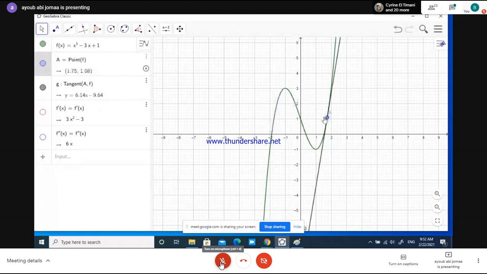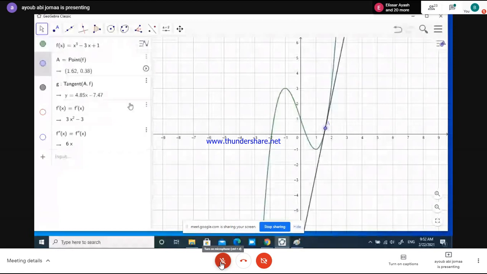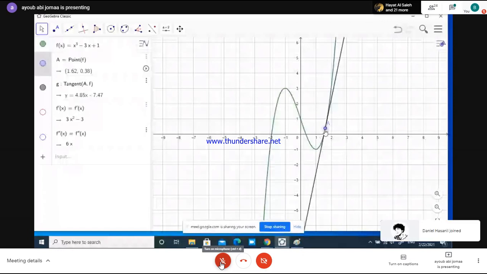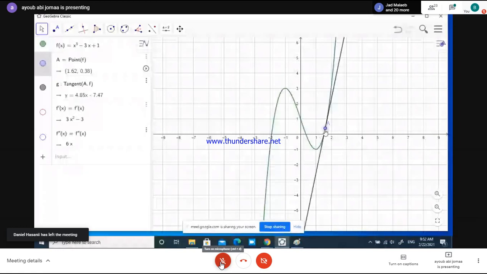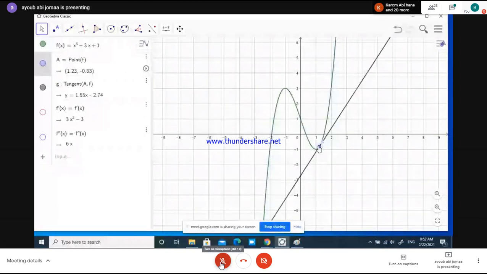Even here, in this part, the function is increasing. Look at the slope of the tangent line. It's 4.8. Still positive. So the function is increasing. It means that the slope of the tangent line is positive, which means that the derivative is positive. The most important point to know: a differentiable function is increasing means the slope or the derivative is positive.